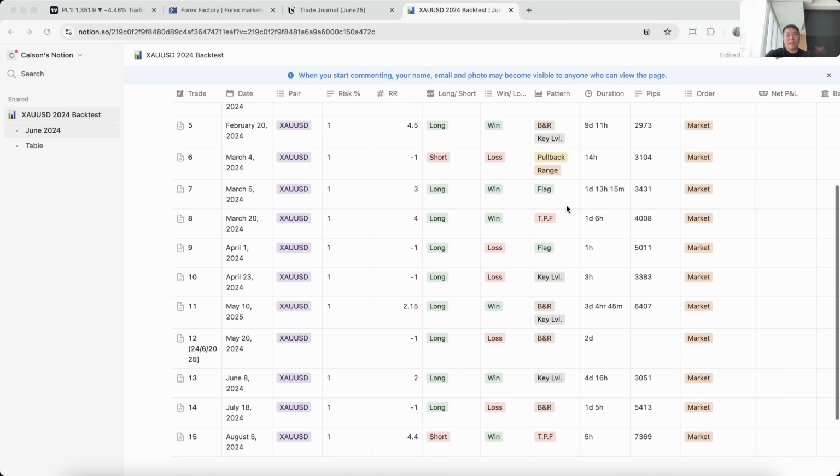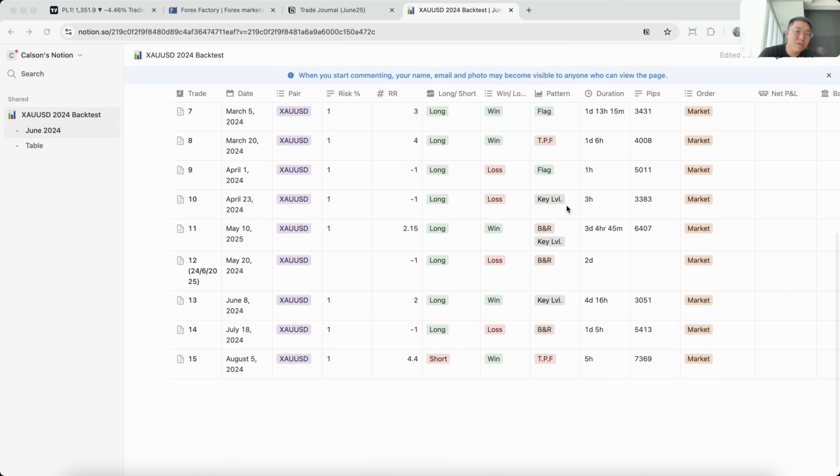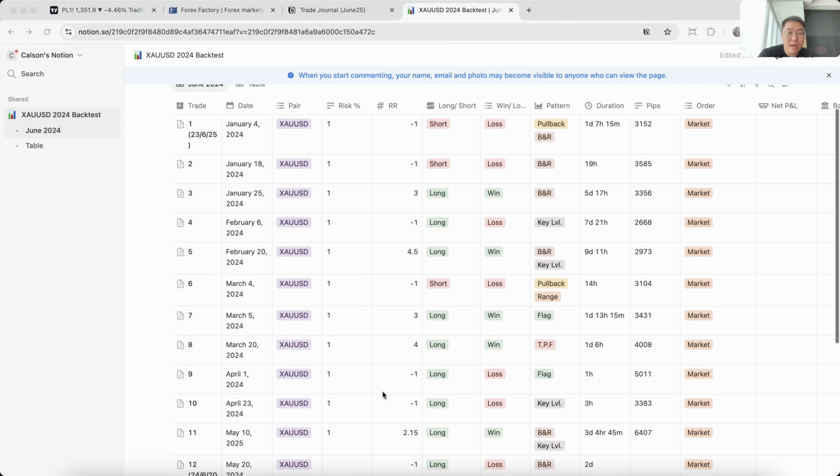So let's have a look at this trader's backtest. It's a very short one. We only have 15 trades here. But anyway, let's have a look.